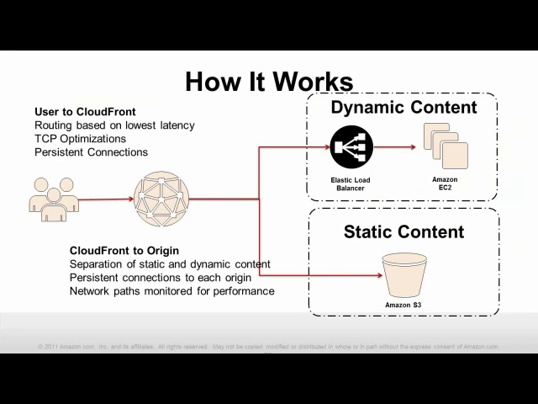So here in this example, we have a CloudFront distribution that sits in front of two different origins. Dynamic content is handled by an ELB, Elastic Load Balancer, in front of an EC2 cluster, and static content is delivered directly into Amazon S3. All that content would be delivered from a single CloudFront distribution and with a single CloudFront domain name.